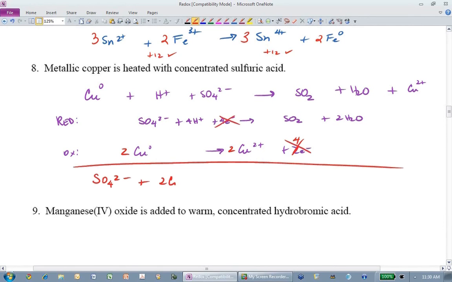SO4 2 minus plus 2 Cu, you do not have to put the 0, I just like to, plus 4 H pluses yields 2 Cu2 pluses plus SO2 plus 2 H2O. Total charge on the left, a minus 2 and 4 pluses is a plus 2, plus 4, oh crap, what happened? Why do I have a 2? I can do that and it stays balanced. And now I'm balanced by charge. Well, that was a sneaky little thing.